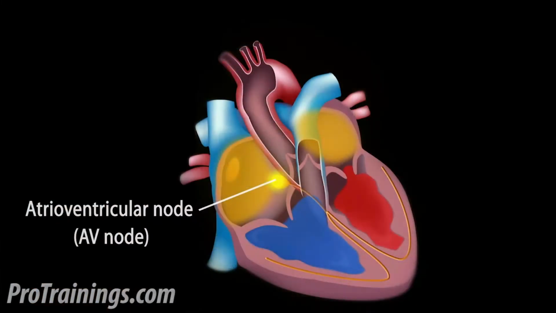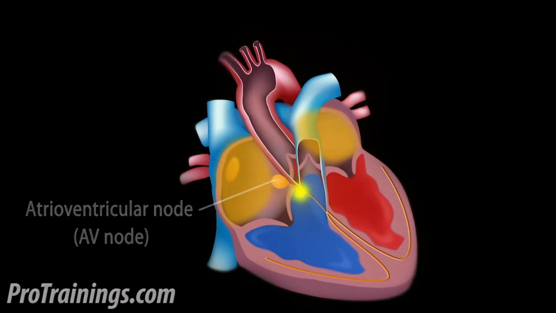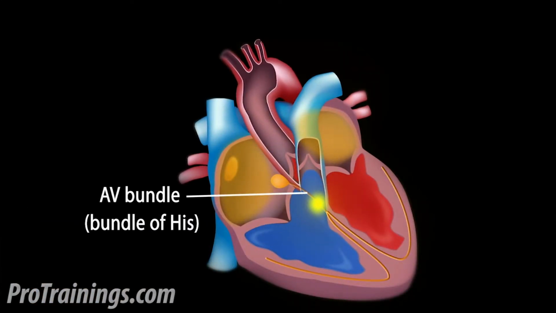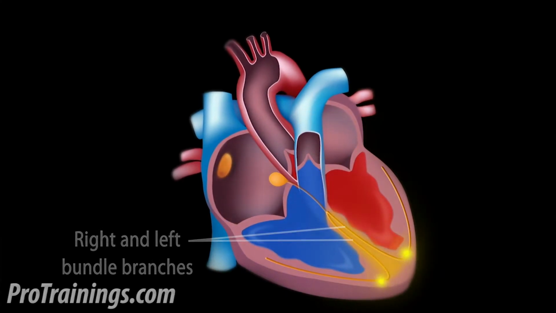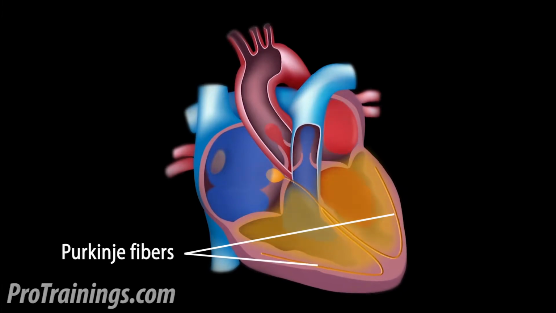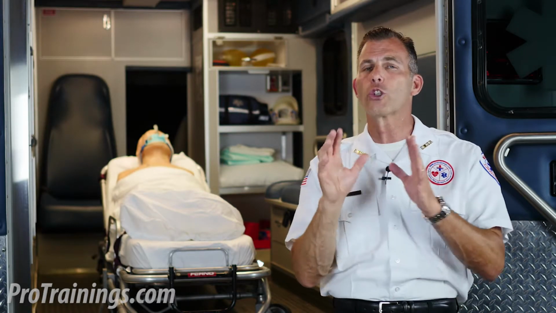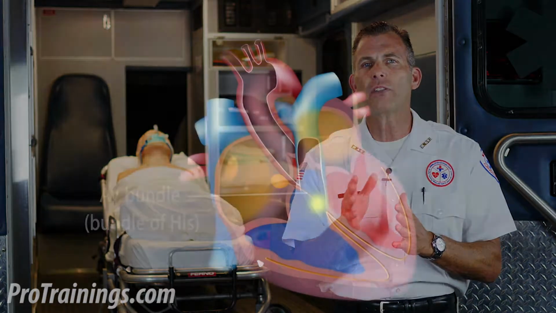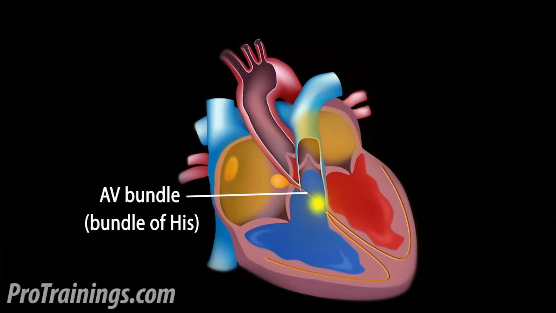The impulse generated from the AV node then travels through the bundle of His, which is the route that the impulse travels to reach the Purkinje fibers, which wrap around those ventricles we talked about earlier. This ventricle contraction then circulates the majority of the oxygenated blood throughout the body. The bundle of His is the route of electrical transmission which travels between the atria and the ventricles.